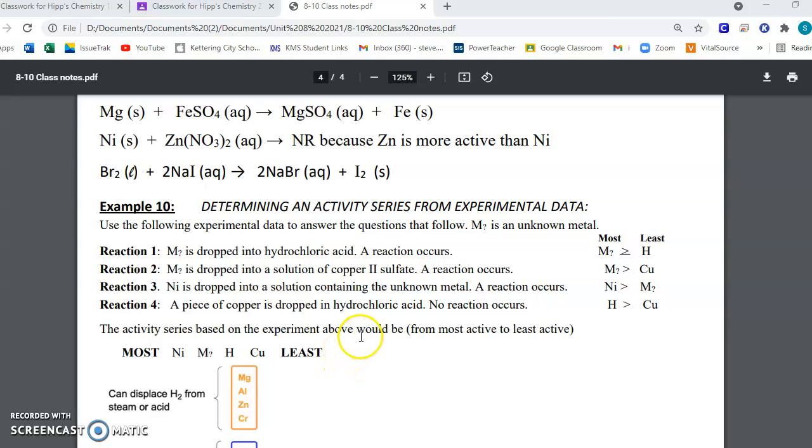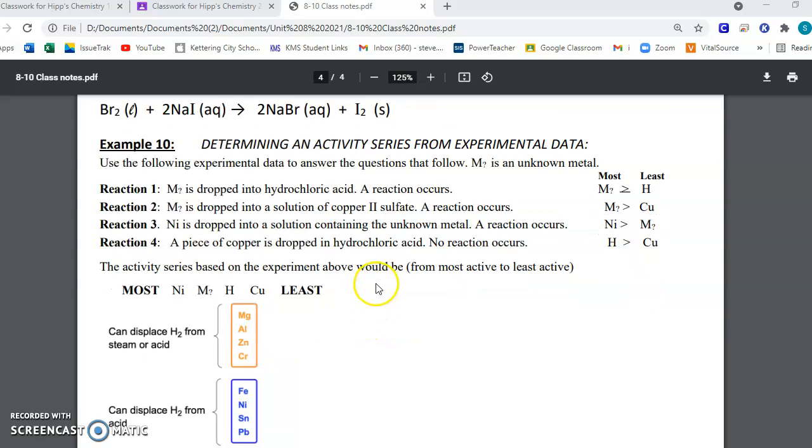Welcome to our fourth video on 8-10 notes, and in this video we're going to learn how to come up with an activity series from experimental data. So in this particular example 10, we have some unknown metal and we're trying to figure out what this metal is.